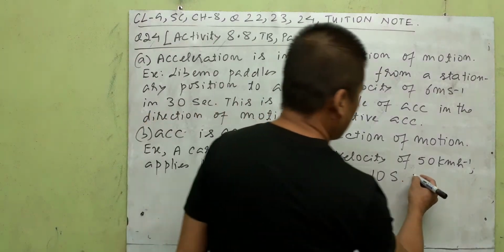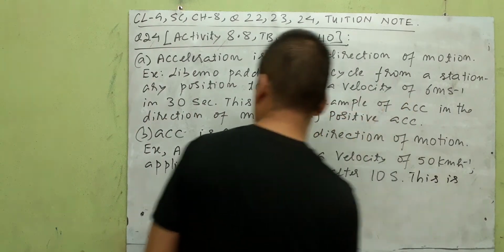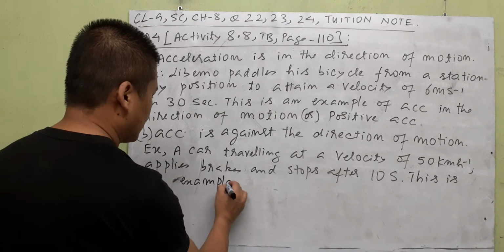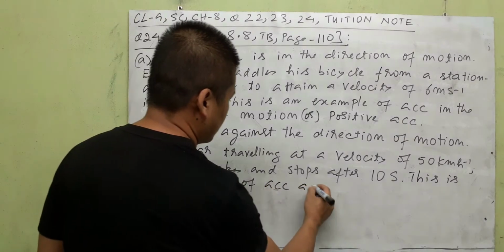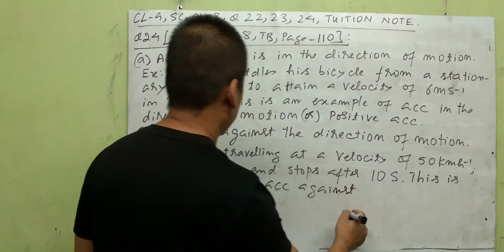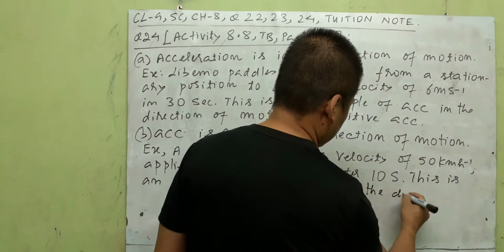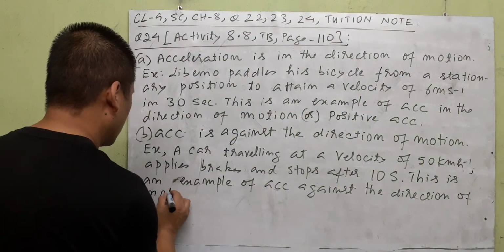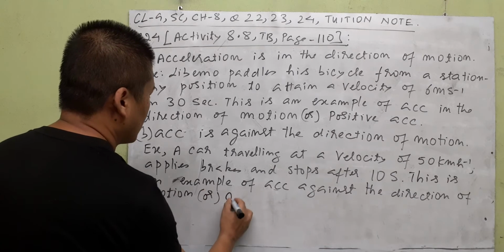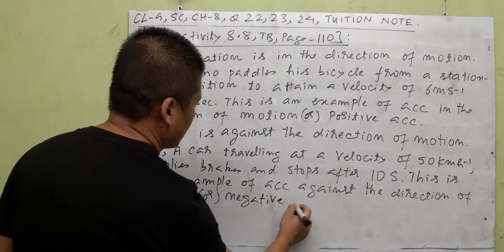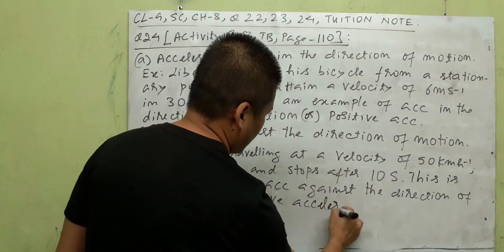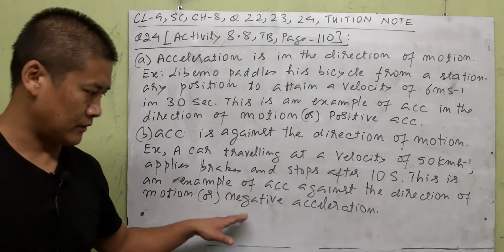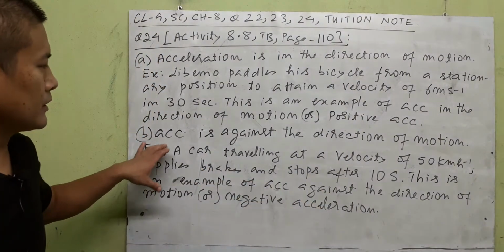So this is an example of acceleration against the direction of motion, or some textbooks call it negative acceleration, or they also call it deceleration. Some textbooks call it deceleration or even retardation. Okay, so acceleration against the direction of motion.